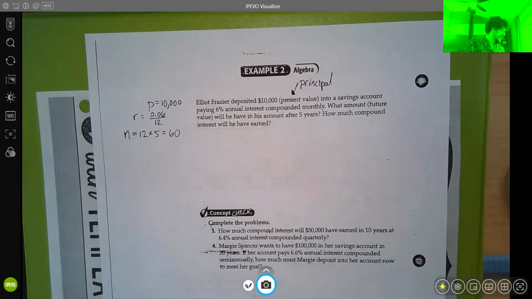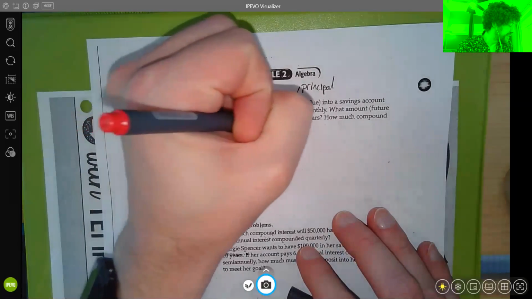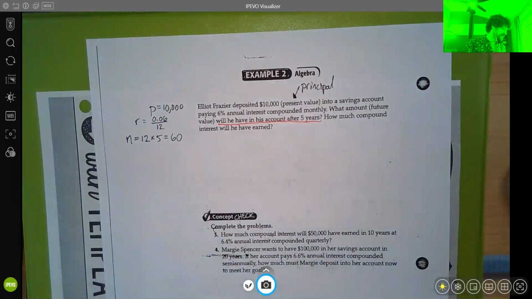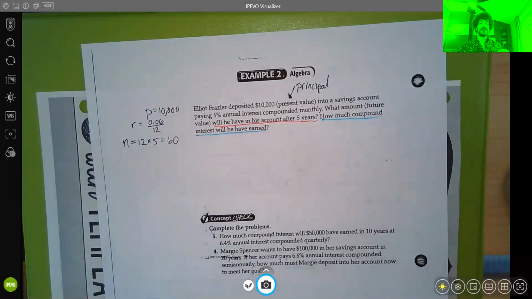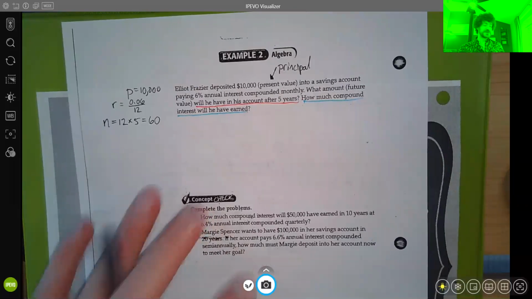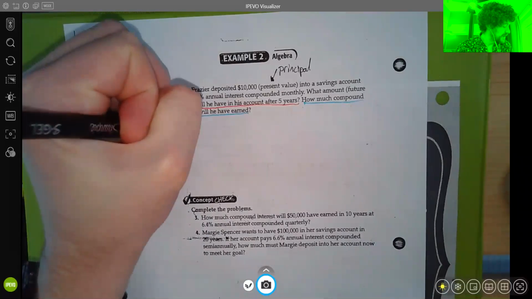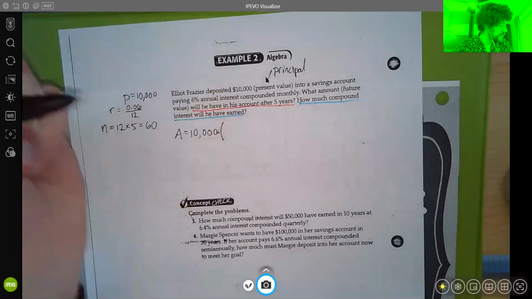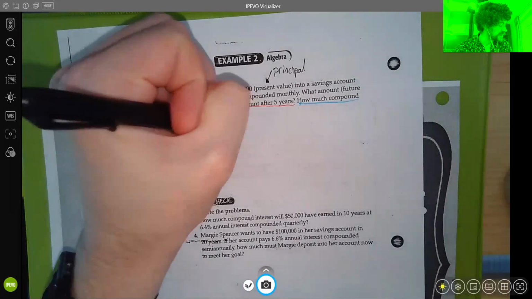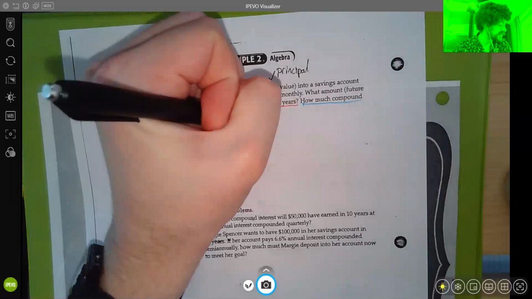Now, I want you to pay close attention to the actual question being asked here. It says, what will he have in his account after 5 years? So that's one part of it. And how much compound interest will he have earned? So we need to do two things here. We need to figure out what A is, and we need to figure out what the actual interest I is. So the first thing we're going to do is figure out the amount. So we're going to use our compound interest formula. A is equal to the principal amount, 10,000, multiplied by 1 plus the value of R, that was 0.06 over 12, to the n power. And we said n this time was 60.